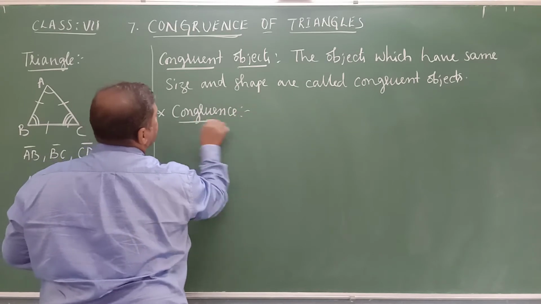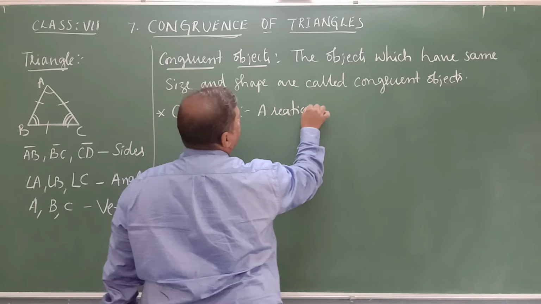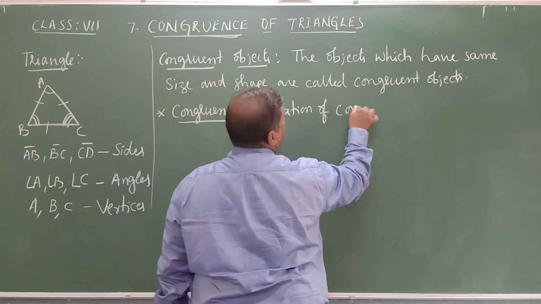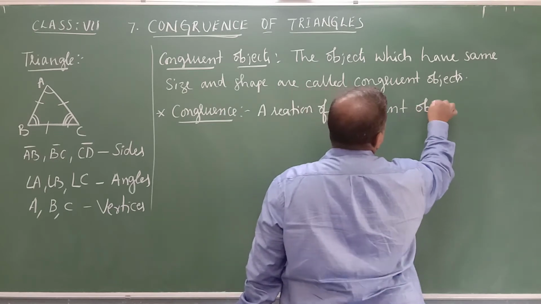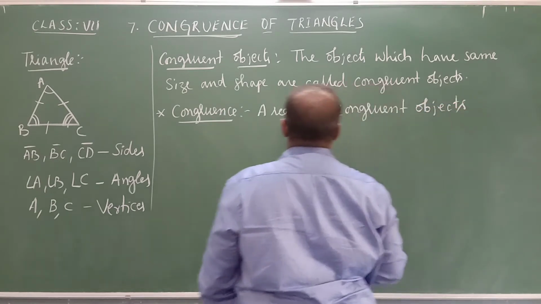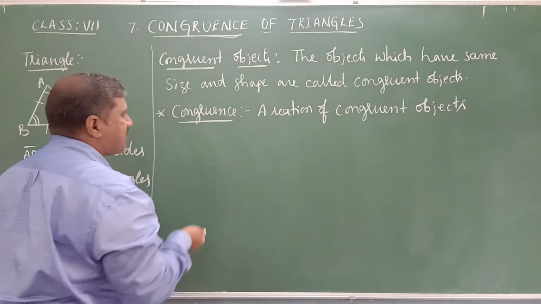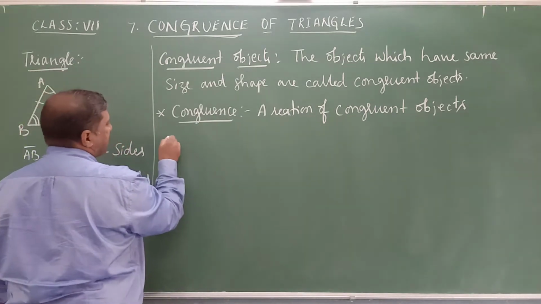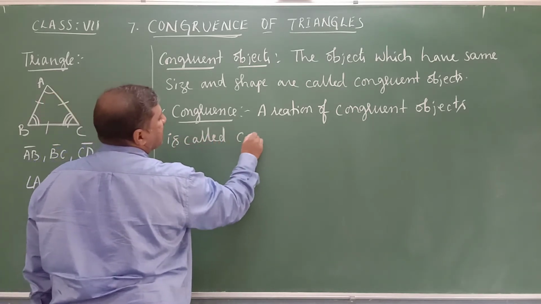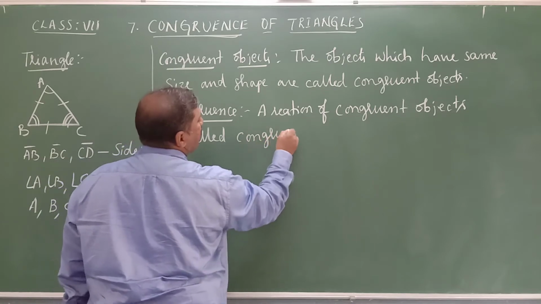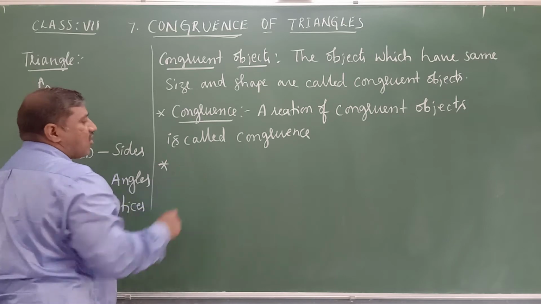So congruency is a relation of congruent objects, objects which are congruent, both will be the same. A relation of congruent objects is called congruence. Then how do we represent? What is the symbol for congruency?